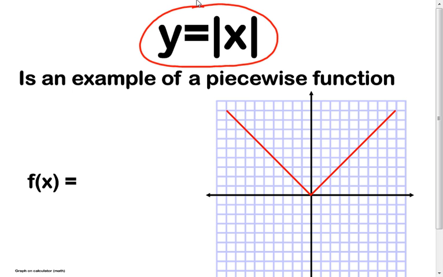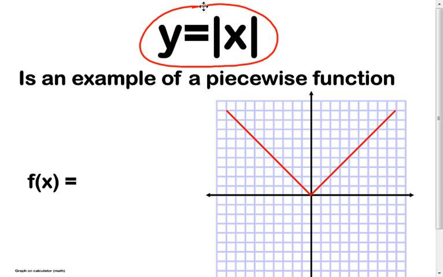It is a piecewise function because it doesn't have the same, if you look at this piece, and obviously it is the slope of a line, that has a negative slope. If you look at this piece, it has a positive slope. So clearly those lines would have different equations to them. And so because they have different equations in different parts, they are an example of a piecewise function. Okay? So that is an absolute value function.